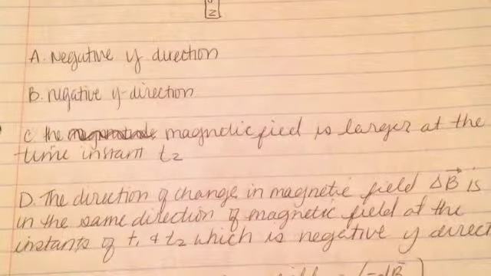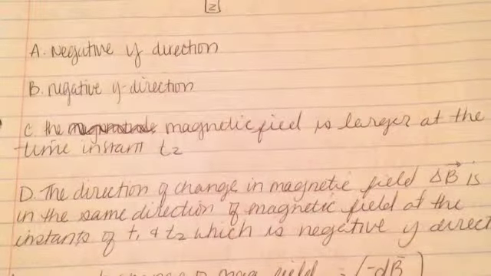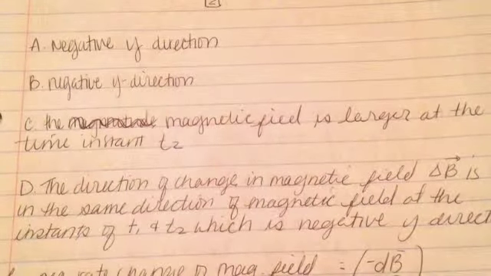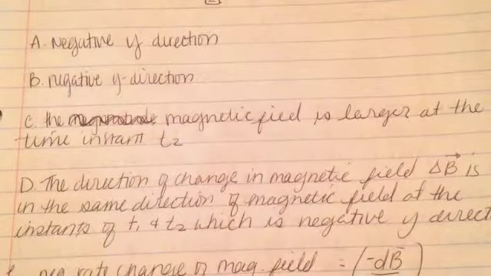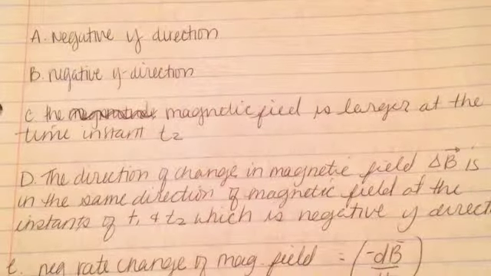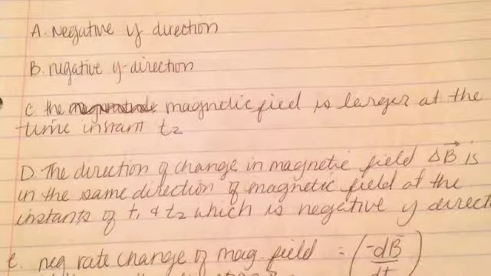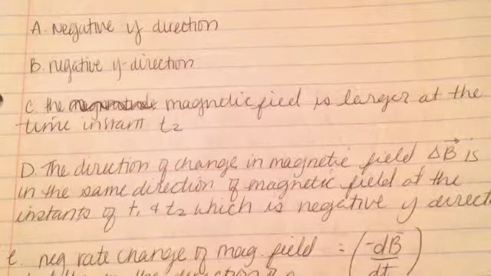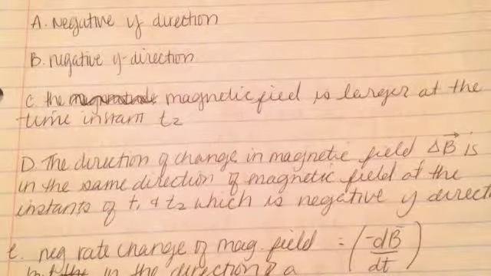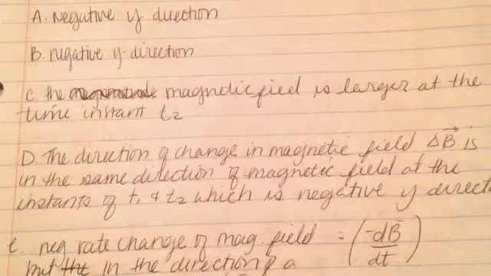Part C wants us to find at which time the magnitude of the magnetic field is larger. The magnitude of the magnetic field due to the bar magnet is inversely proportional to the distance from the bar magnet. Basically, the magnitude of the magnetic field is larger at the time instant T2, since the distance of the magnet is smaller. That's what I would think.